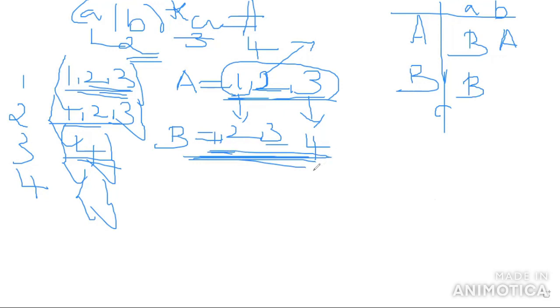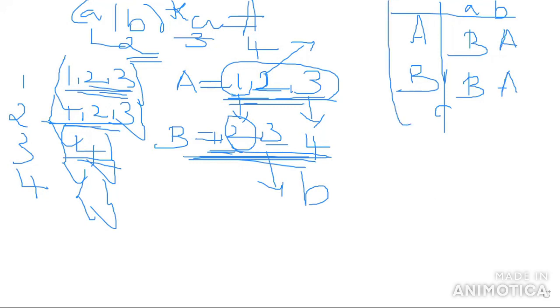Out of 1, 2, 3, 4, what is the position of input symbol b? Only 2. The follow position of 2 is 1, 2, 3, which is already available, so it is marked as A. So we can't find any other new states; there are only two states. A is 1, 2, 3 and B is 1, 2, 3, 4.